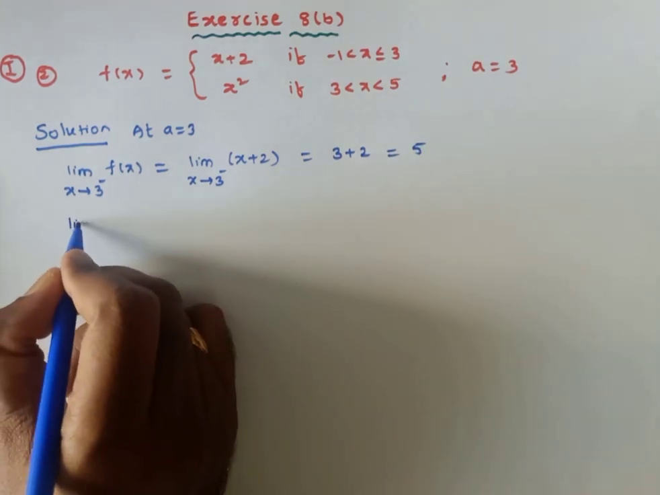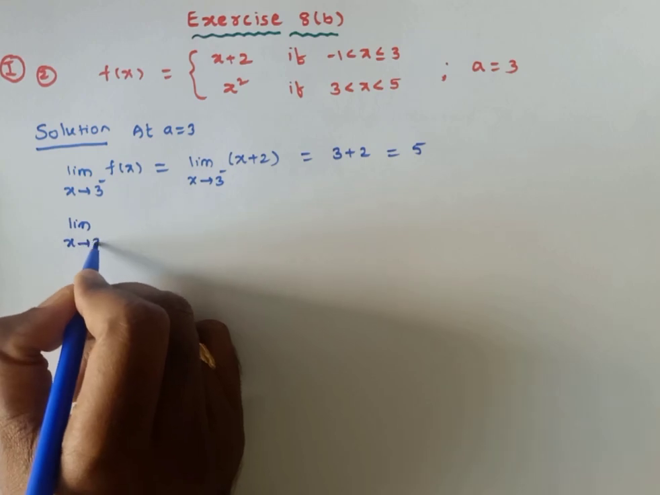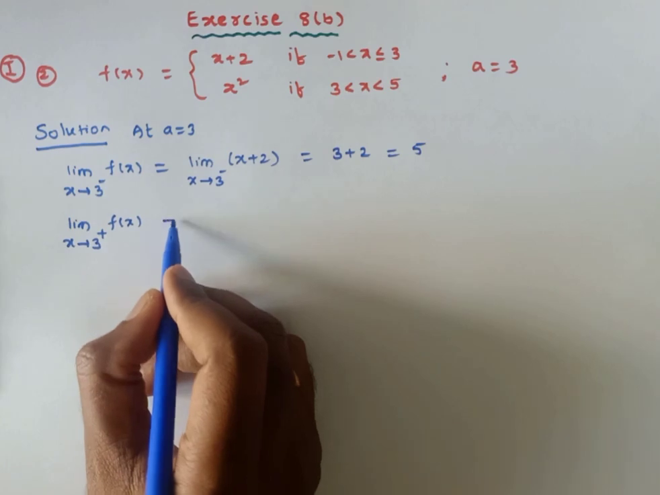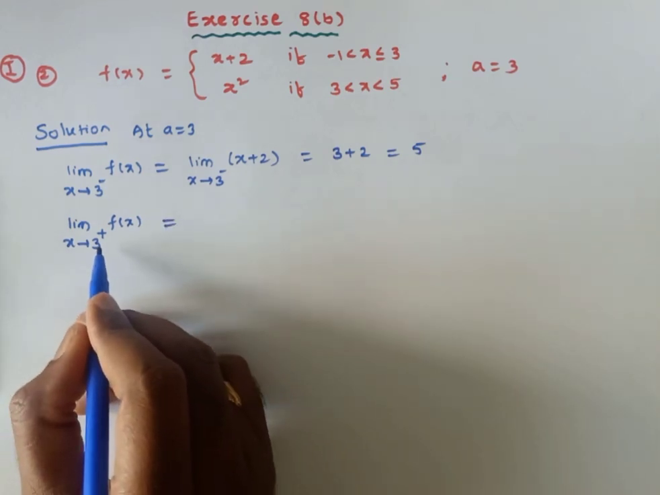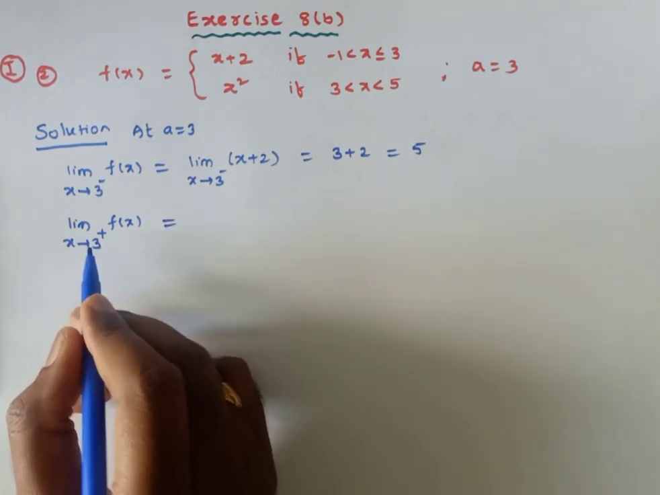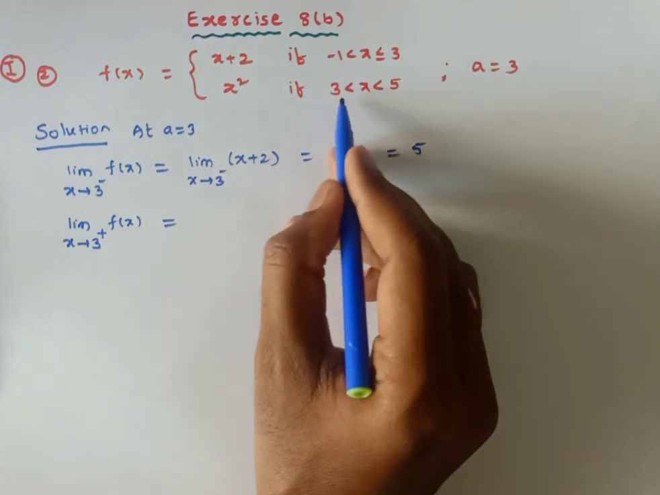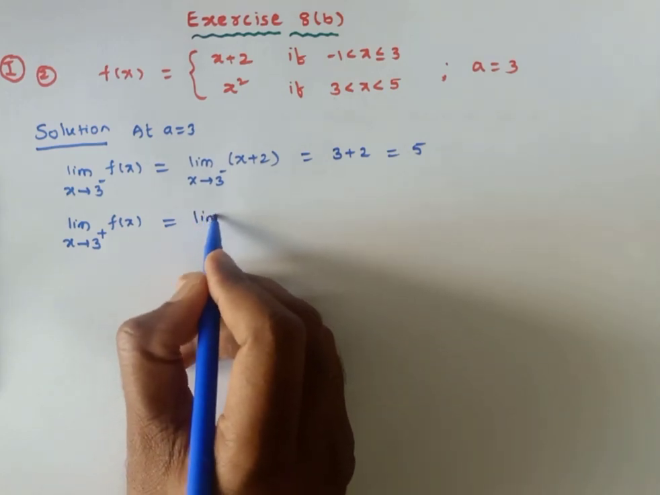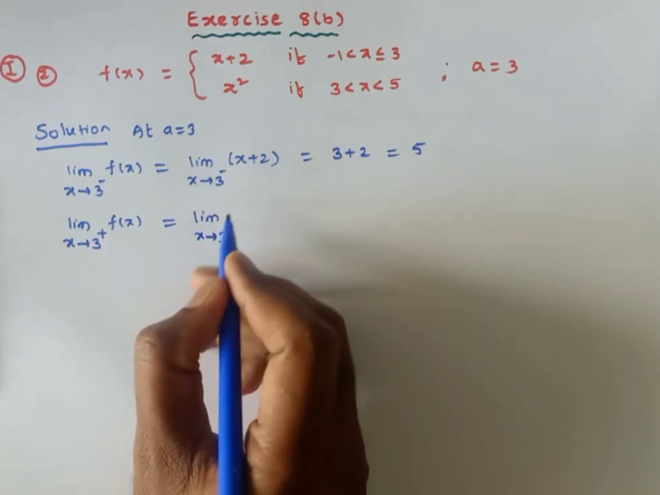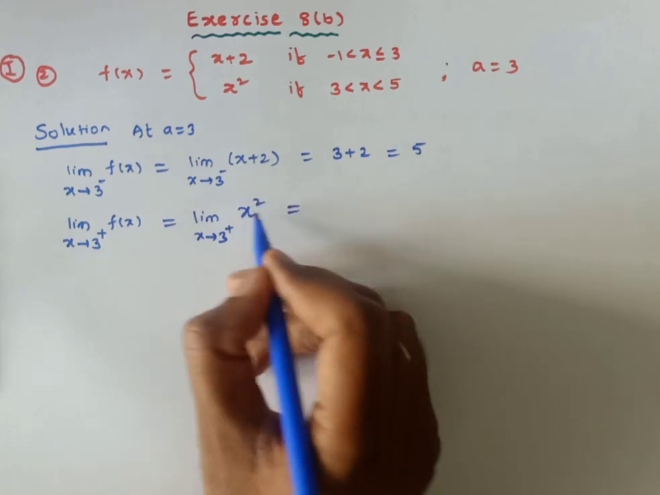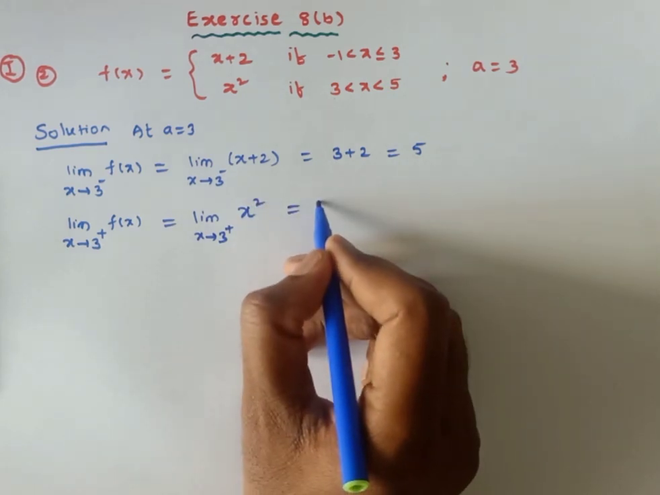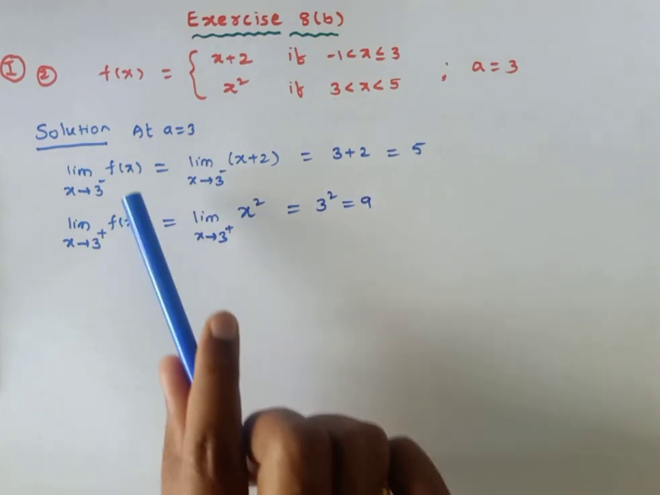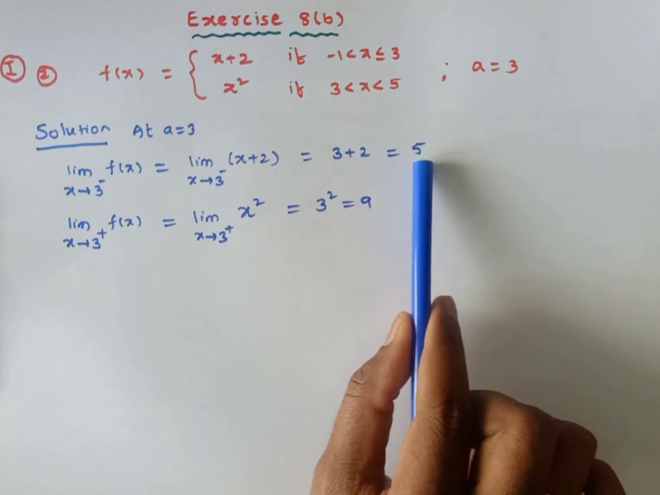And similarly, find the right hand limit again. Limit x tends to 3 plus f of x. Here you need to find the limit of f of x as x goes to 3 from the right hand side. 3 plus means a little bit more than 3, so x is greater than 3, that is 3 is less than x. So here we choose the function x square. Replacing x with 3, it is 3 square, which means 9.